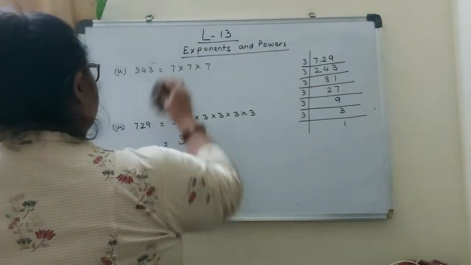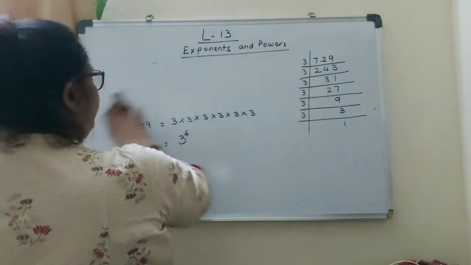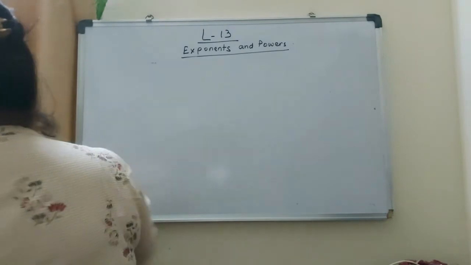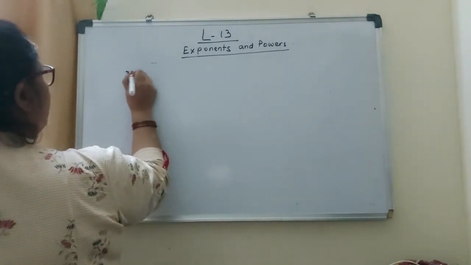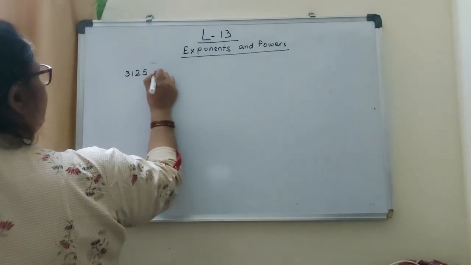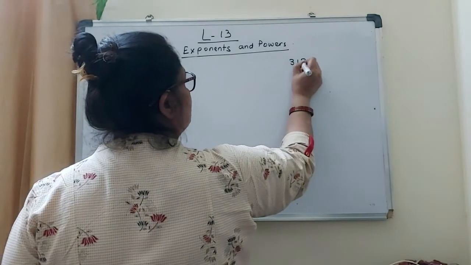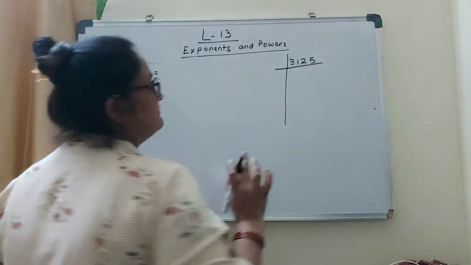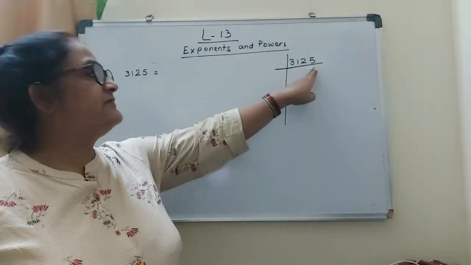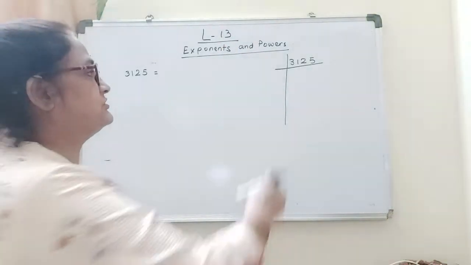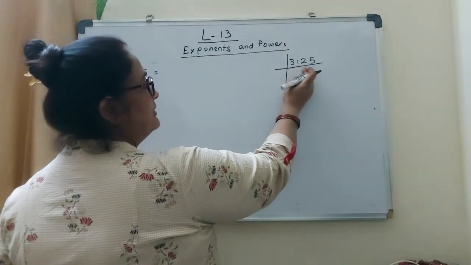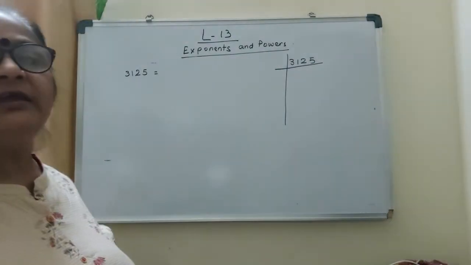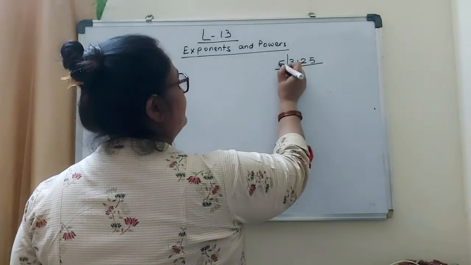Next number is 3125. Now 3125. We will check the divisibility with 3 also, because if it ends in 5, it may be divisible by 3 also. 3 plus 1 is 4, 6. 6 plus 5 is 11. So it is not divisible by 3. So we are going to divide it with 5.